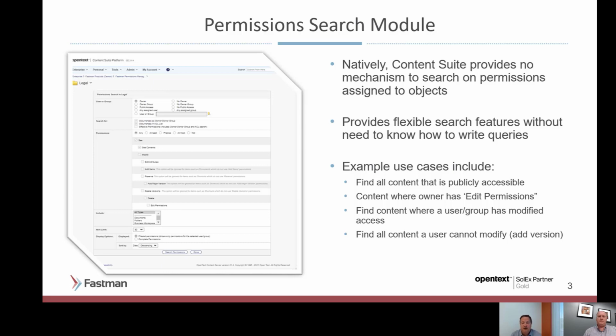It essentially lets you generate a result that you can then make specific permission changes on and display them on the object. A few examples: find all content that is, let's say, publicly accessible, or content where the owner has edit permissions. I have a few examples right here. Find content where a user or group has been modified. David, would you like to comment a little bit about the permission search?